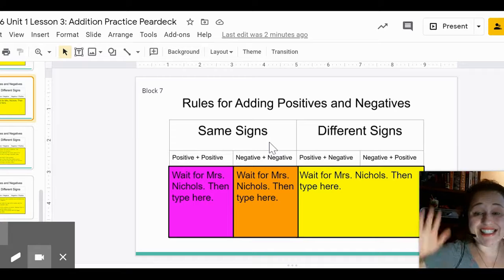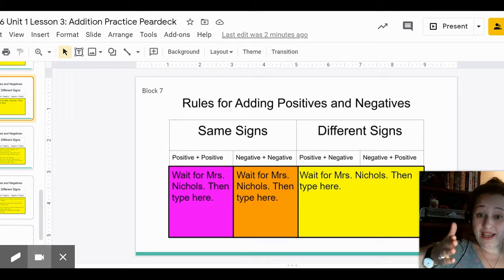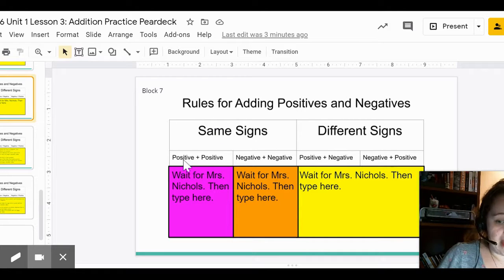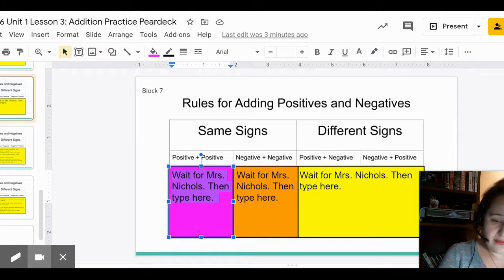So we practiced adding things with the same sign and with different signs, and we're going to go over those rules. If we added two addends that had the same signs, that means they were either both positive or both negative. If they were both positive, our sum was always going to be positive, which I would show you if my computer would let me type. Okay, so the sum is always positive.